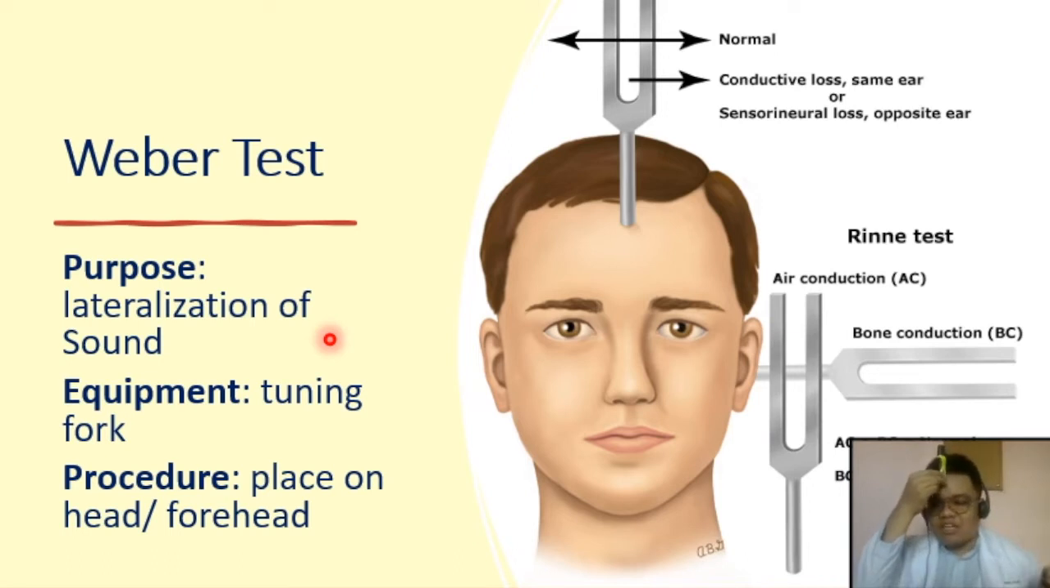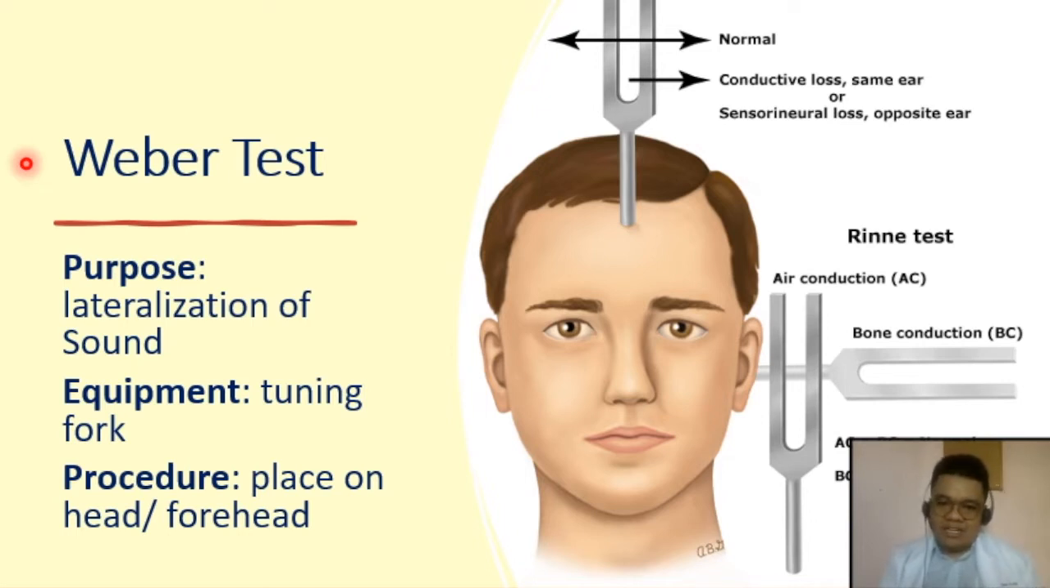Because the normal result is that once you place your vibrating tuning fork here, it should be equal in both ears or it should be centered. If your patient is having conductive hearing loss, the sound should be better in the affected ear. Again, if your patient is having conductive hearing loss, it should be better in the affected ear.